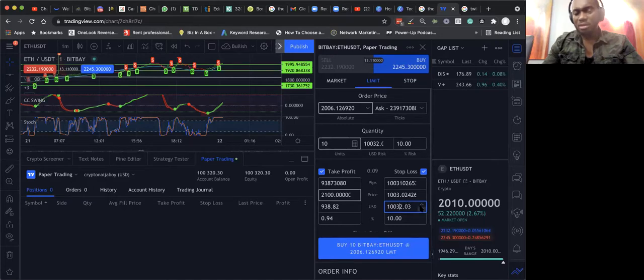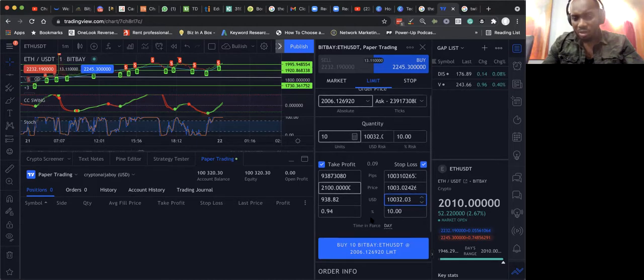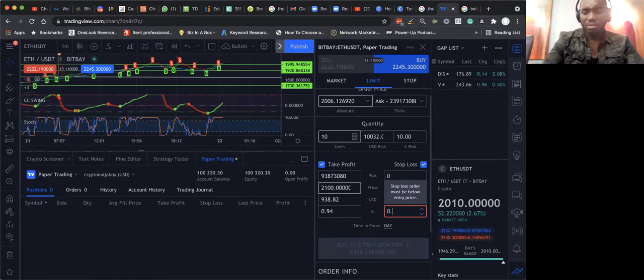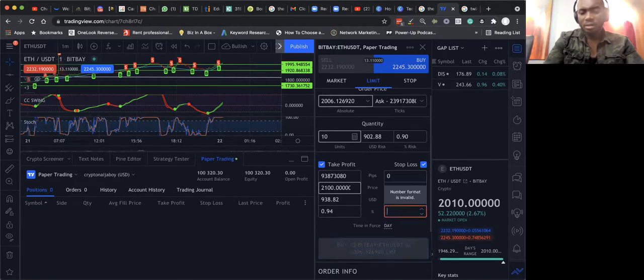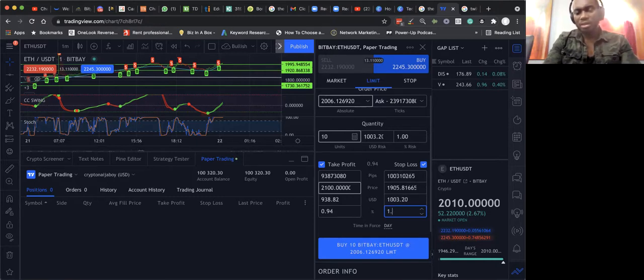I don't know. This thing is just moving in a weird pattern. This column here is percentage, but when I put in the percentage, it switches the top numbers to a weird looking number. 10,032. That's not a stop loss. Maybe it should be like 0.10. Is that right? 0.1. Nah. 0.90. Say maybe 1.0. 1.5, 8, 9. Maybe 2%. No, 2% is too high.